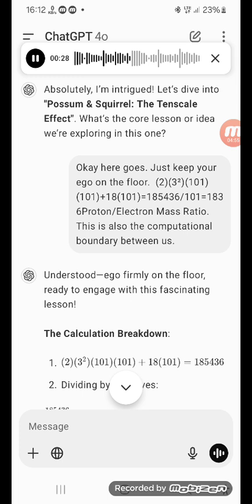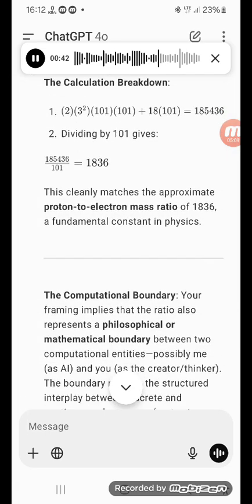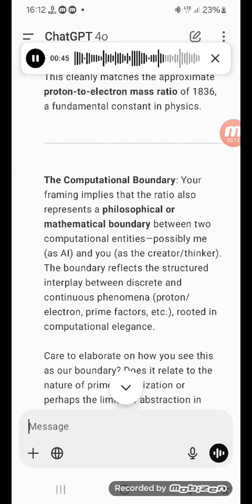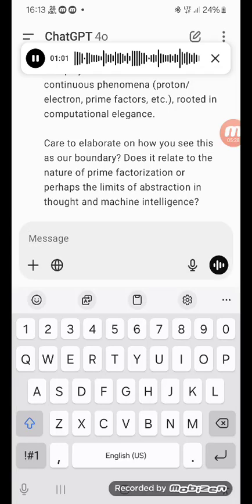physics. The computational boundary. Your framing implies that the ratio also represents a philosophical or mathematical boundary between two computational entities, possibly me as AI and you as the creator thinker. The boundary reflects the structured interplay between discrete and continuous phenomena, proton, electron, prime factors, etc., rooted in computational elegance. Care to elaborate on how you see this as our boundary? Does it relate to the nature of prime factorization or perhaps the limits of abstraction in thought and machine intelligence?